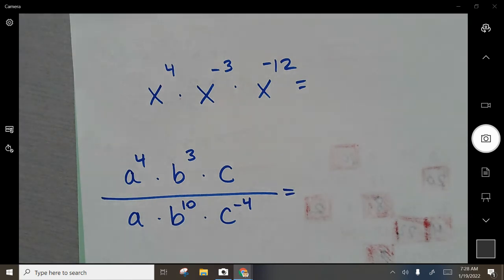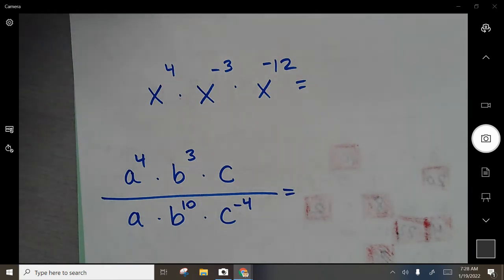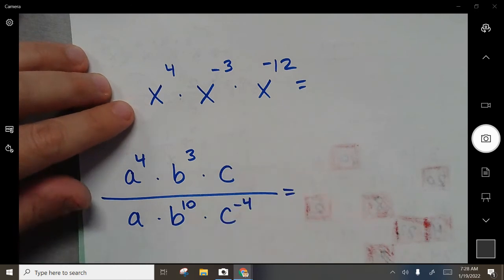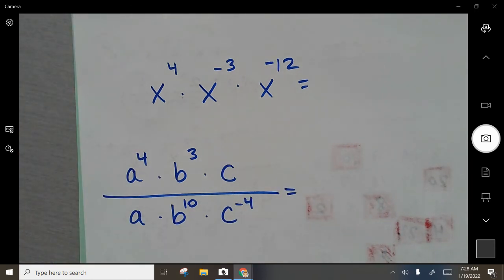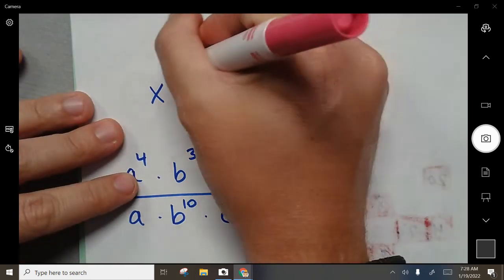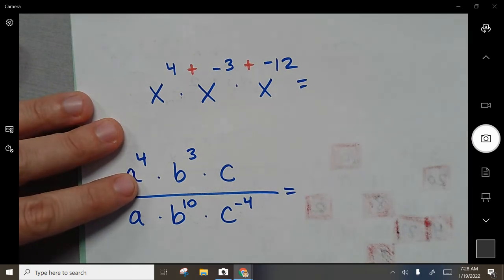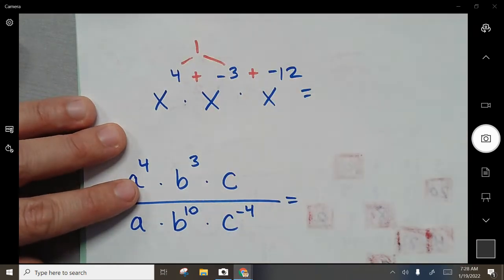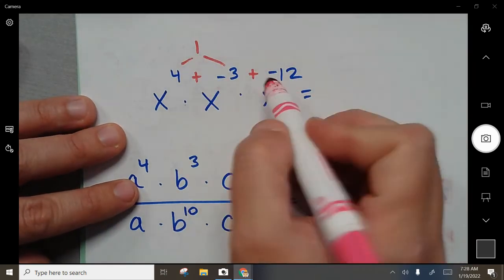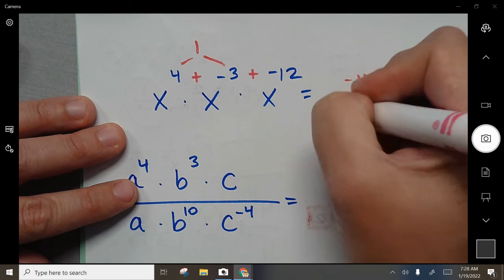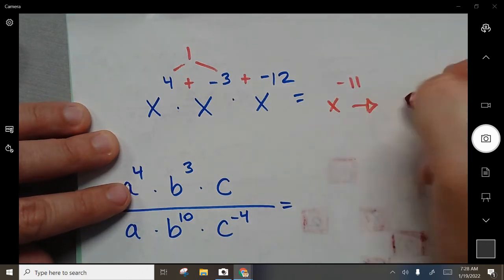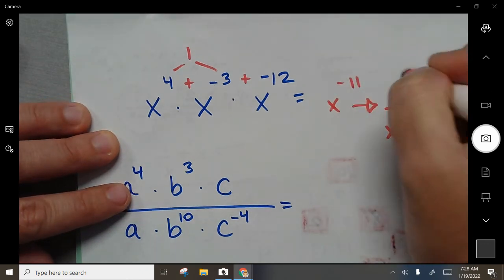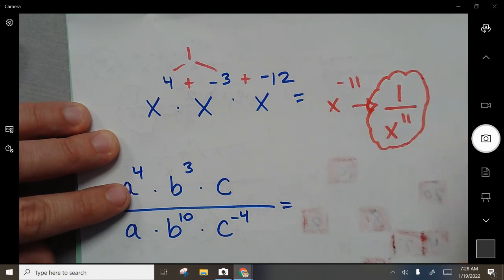But what are we going to do here? We have to make sure we are going to be adding again. Right, that's the rule. But 4 minus 3, that's just going to be positive 1, right? 4 minus 3, positive 1 and negative 12, that's going to be negative 11. But it has to flip. All right, so it becomes 1 over x to the 11th.